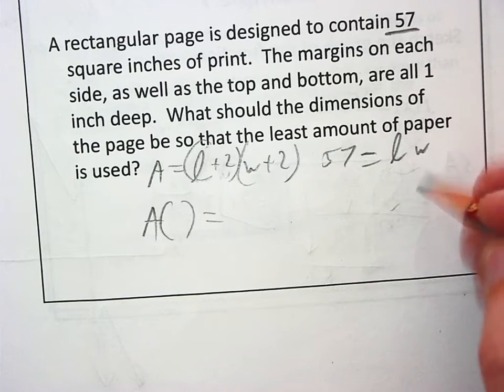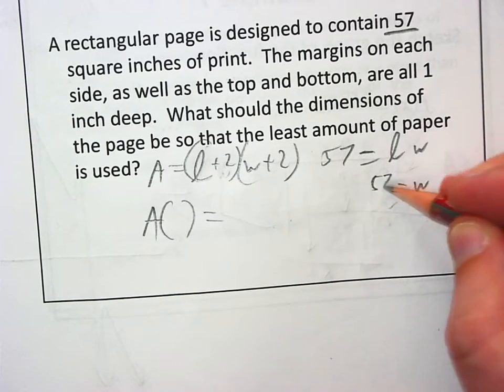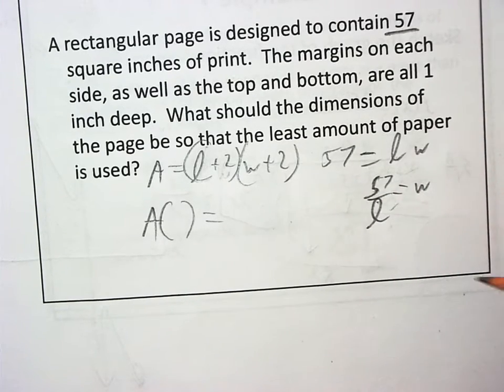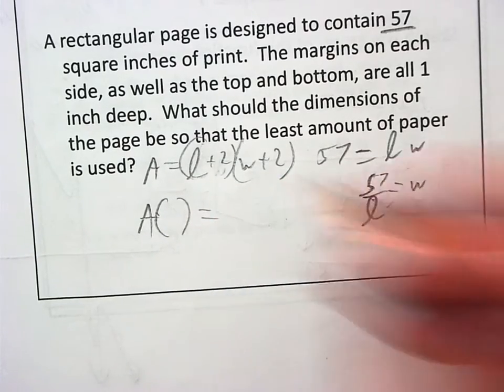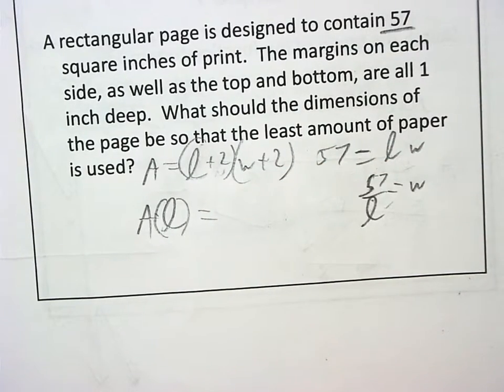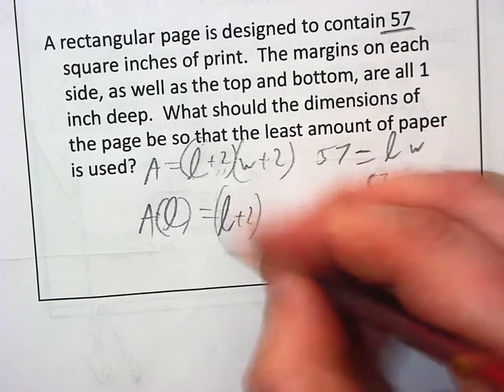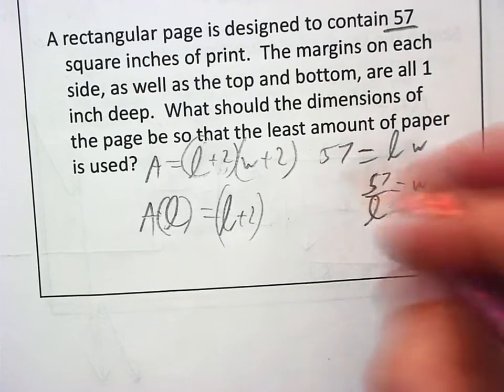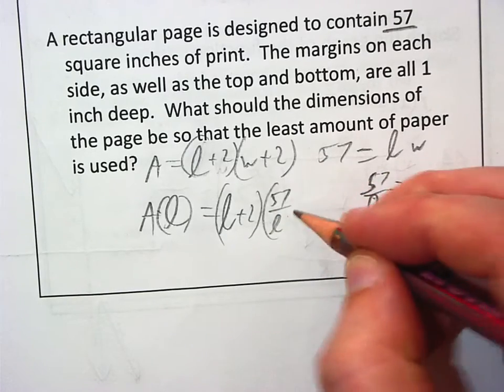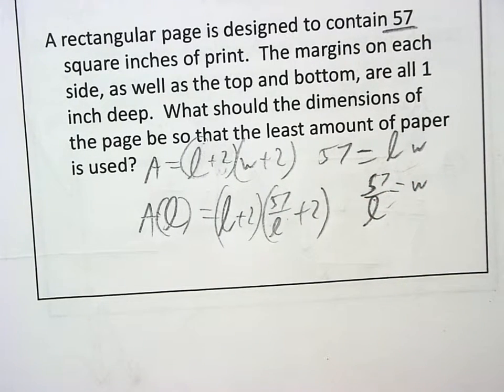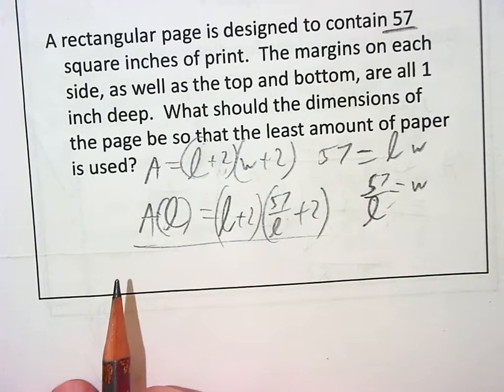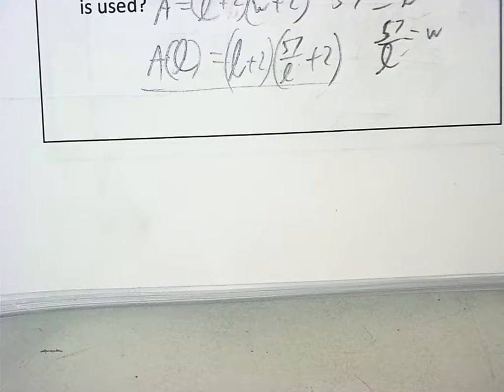So if I divide by L, that's going to give me W is equal to 57 over L. Then go back over here and define things in terms of L. Because here I have L plus 2 times what? 57 over L plus 2. That now I can find the minimum of. At this point, though, I'd be a little bit lazy and just graph it on the calculator. Go ahead and graph that equation. Find your minimum.